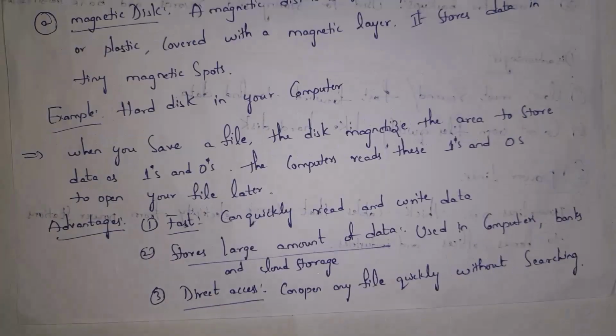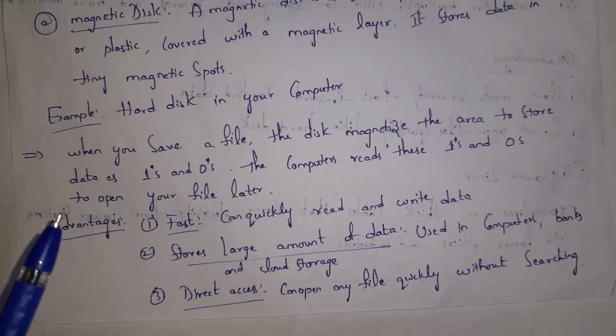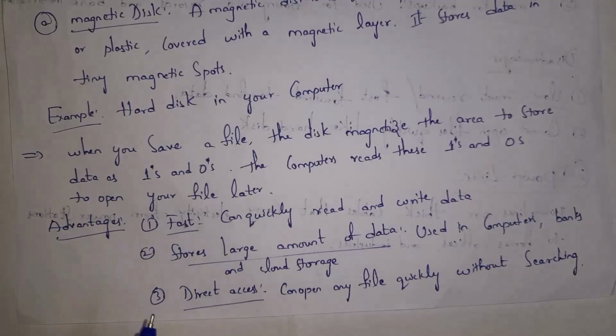These are the advantages of a magnetic disk. And the first one is fast. Guys, it is very easy to see and copy data in a magnetic disk. And the second one is that it stores a large amount of data. In a magnetic disk, we can store a huge amount of data, that is, in TBs. And the third one is direct access. Guys, we can directly copy files to the hard disk. And we can directly open those files without searching. These are the advantages of a magnetic disk.